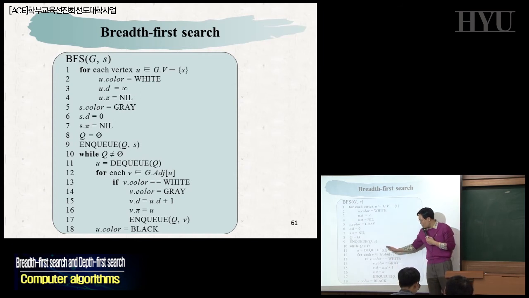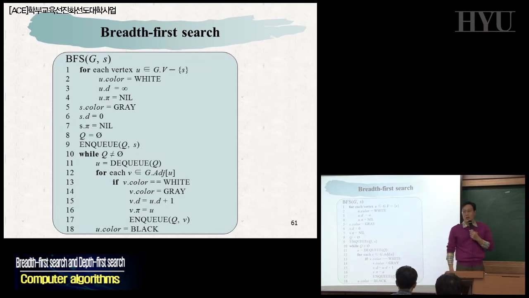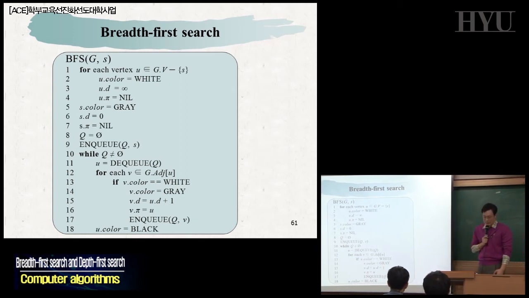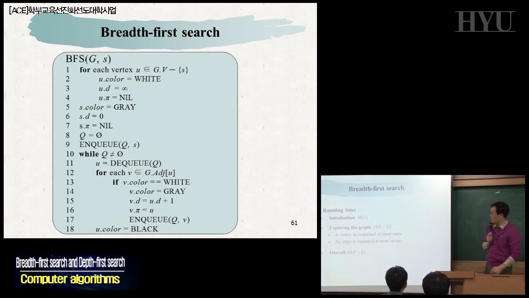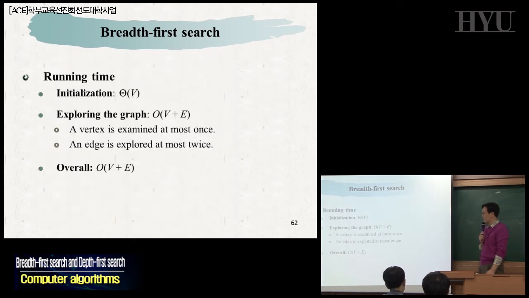And after this for loop, we do this. What is it? Yes, we change the color of u to black. It means it is out of the queue. I don't think this is difficult if you try some examples.